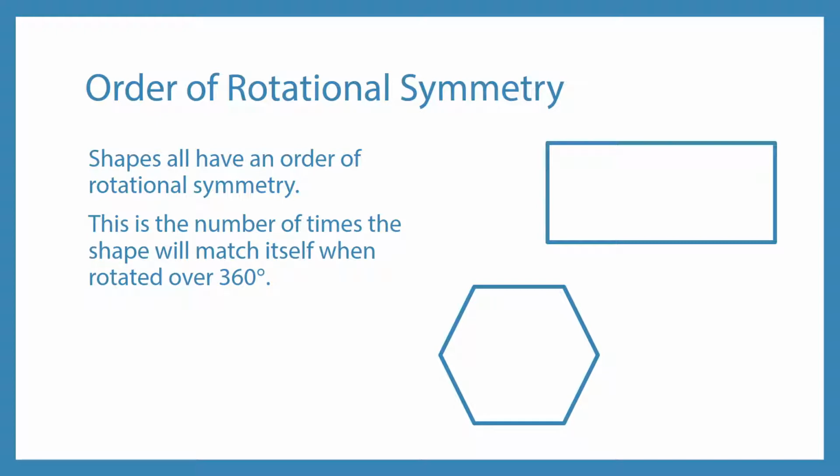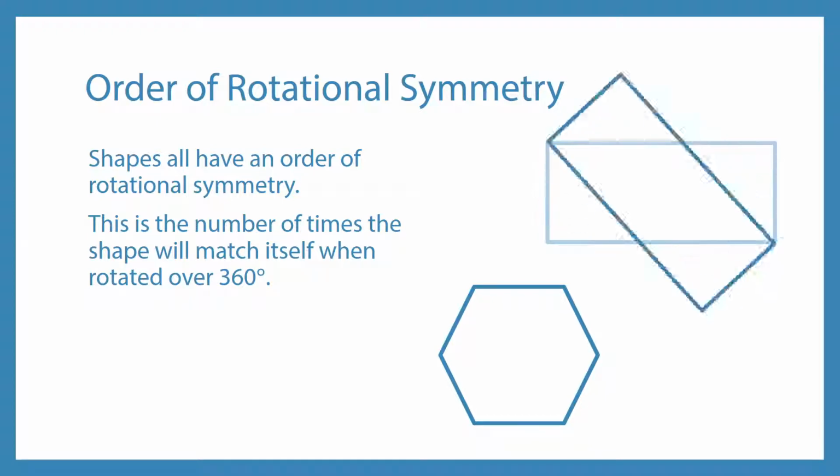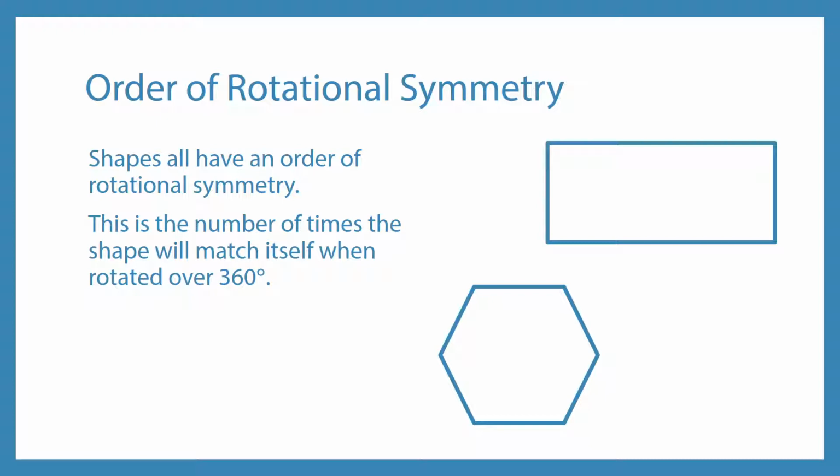So now we're going to move on to the second type of symmetry, which is our rotational symmetry. This is where we could rotate our shape through 360 degrees, and every time that it matches with itself, we add one number to the order of rotational symmetry. So for example, we could rotate the rectangle. So it's going through 360 degrees, it's gone 180, it's matched once, and then we keep going and it matches a second time. So this would have a rotational symmetry of order 2.